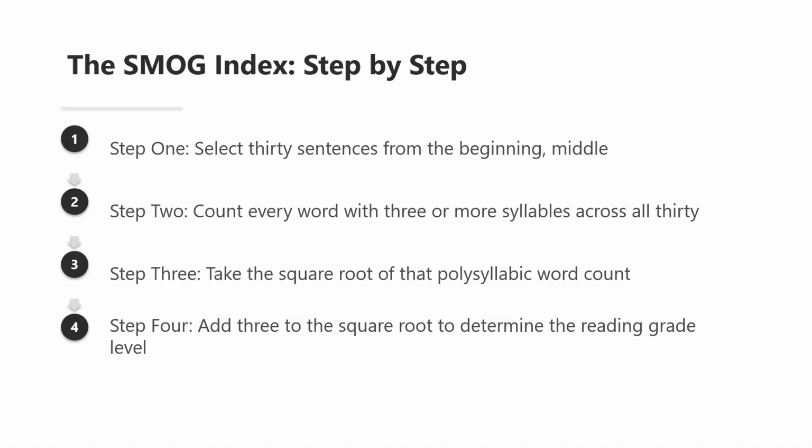Third, you take the square root of the total polysyllabic word count. If you counted 36 polysyllabic words, the square root would be 6. Fourth and finally, you add 3 to that square root. In our example, 6 plus 3 gives you a SMOG grade level of 9, meaning the document requires a 9th grade reading level. If your health education materials score above an 8th grade level, you need to revise them by replacing long words with shorter synonyms and breaking complex sentences into simpler ones. You have got this. Once you work through a couple of practice examples, this formula will feel like second nature to you.